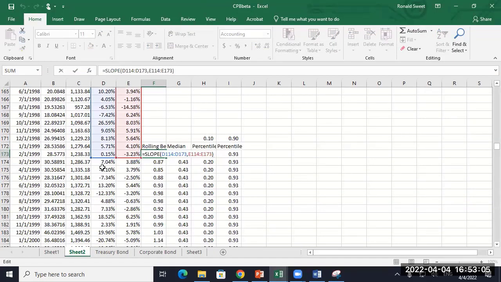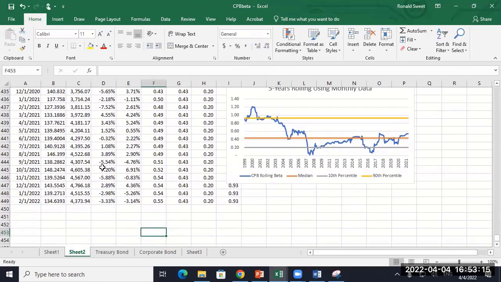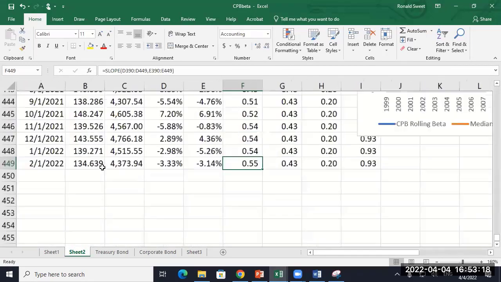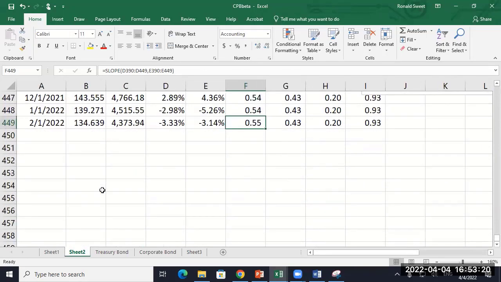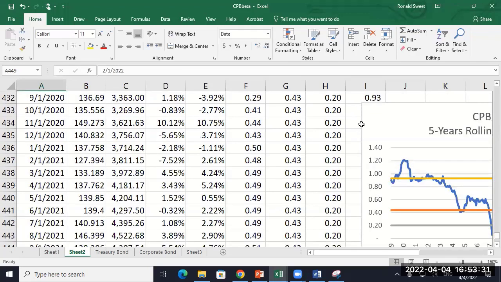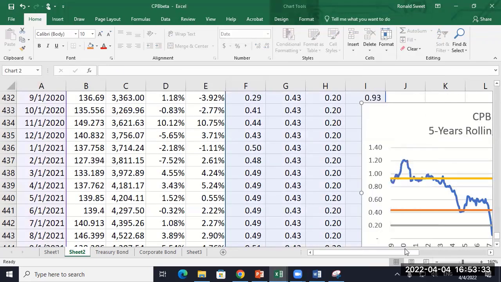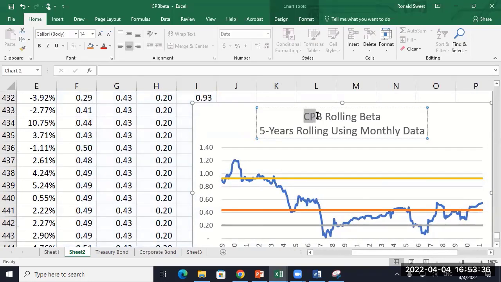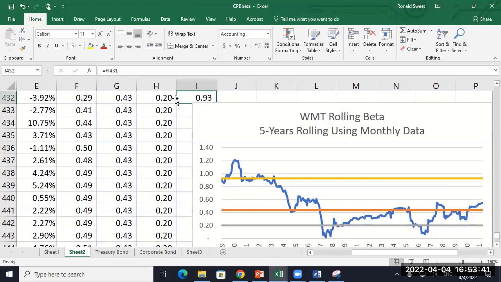Use the slope function for your company versus the S&P 500, the median, the 90th percentile. What's that last number? Does that look good? 0.55, you've all seen that number before? It's what was in Yahoo Finance, right? So that's kind of nice, even though I'm doing February instead of March. And so there's our rolling beta. You got these all over the place.